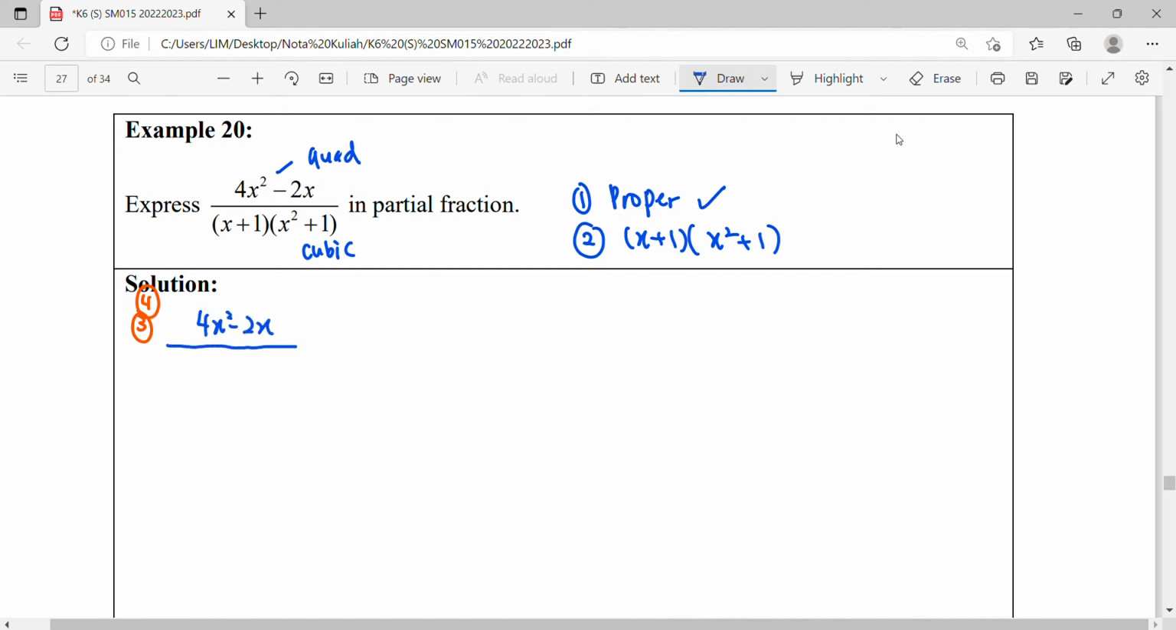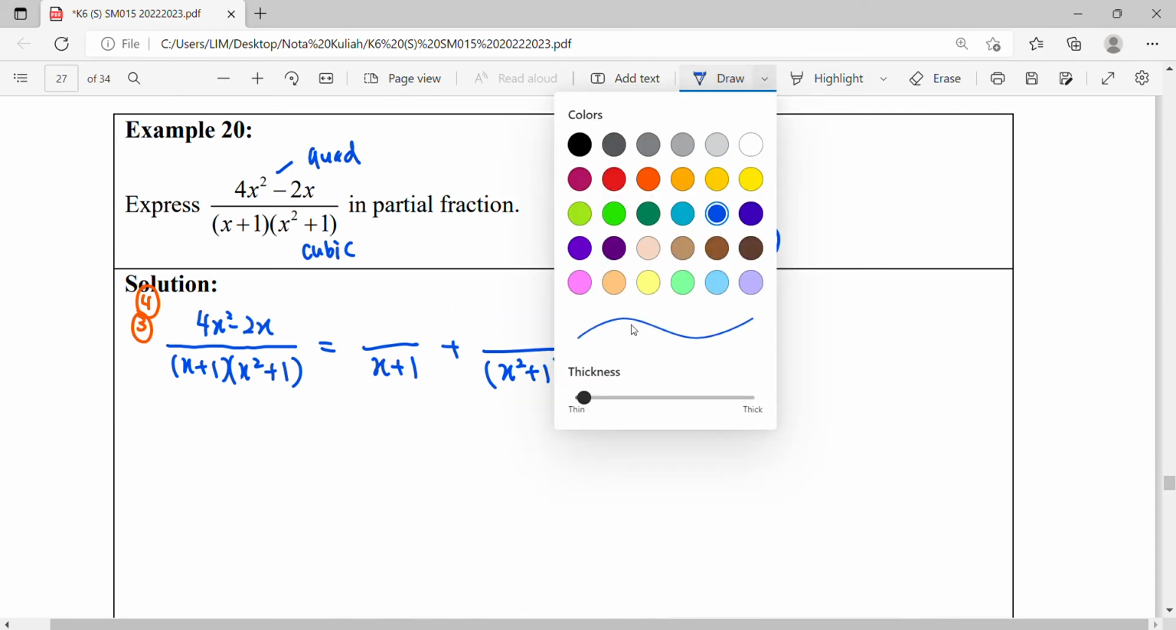Write our fraction and then show it. It will be split according to its factors. One of the factors is x plus 1. So this will be one of its partial fractions. Another factor will be x squared plus 1. So then step number 4, we are going to determine what the numerators are here.